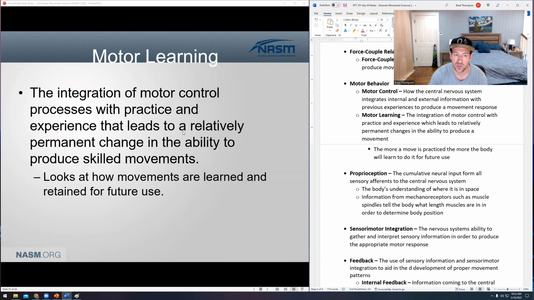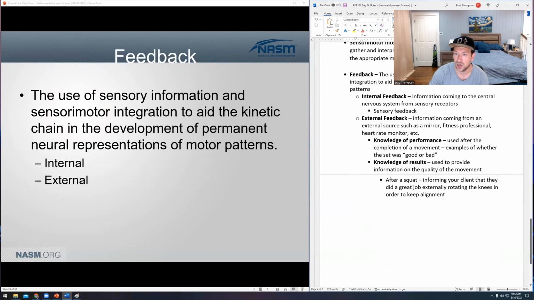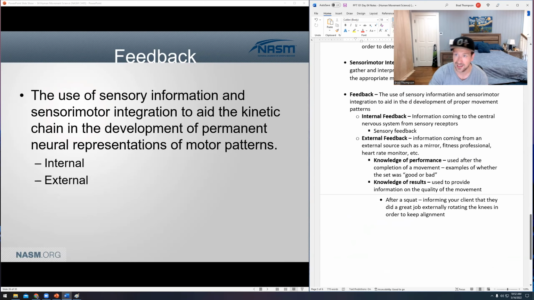So when we practice over and over and over, eventually our nervous system does learn how to do those movements for future use. So we as the coach are going to help our client practice. And this is why trainers are so picky. And that's like, no, that's not your squat. Push your knees out. No, push your knees out. Every rep, we're going to remind our clients, right?